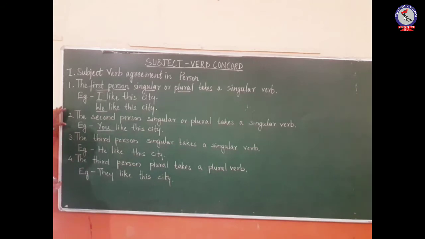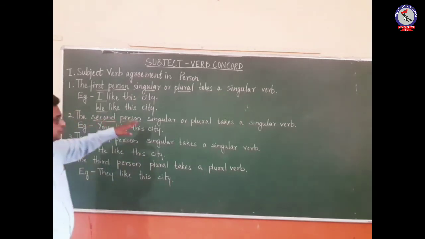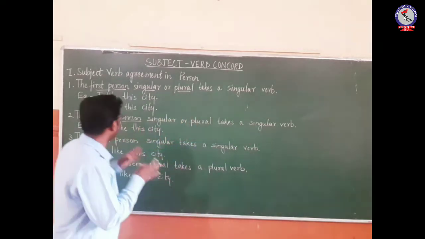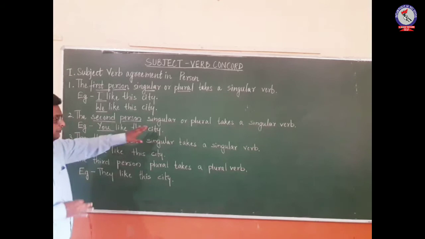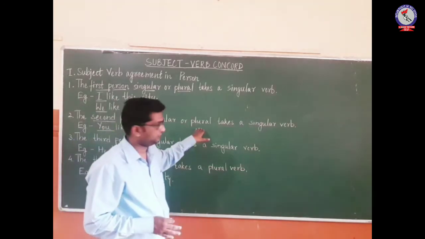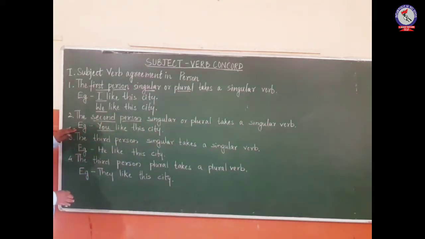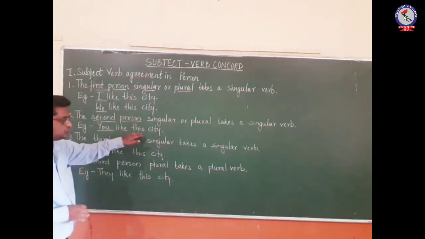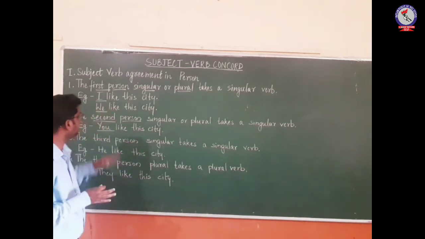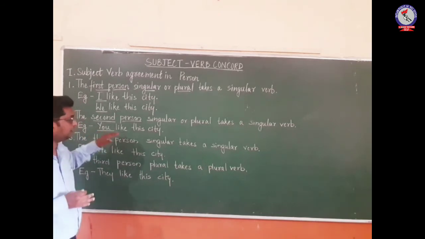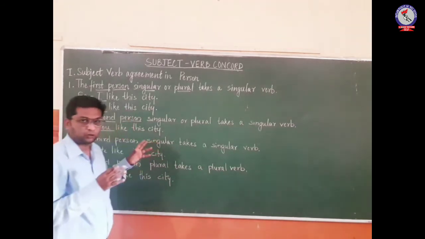Now, in second person, we will see the rule in second person. The second person, singular or plural, takes a singular verb. In the case of second person, it may be singular or plural. It must have a singular verb. For example, you like this city. It is in the case of second person. You represents the second person, like this city, a singular verb.